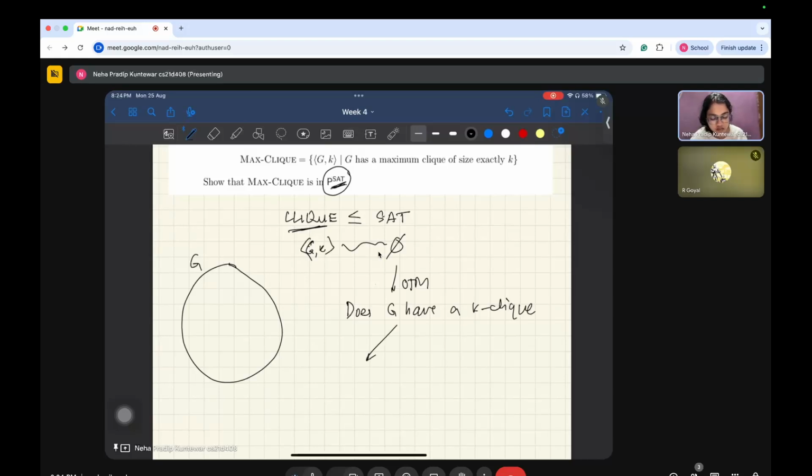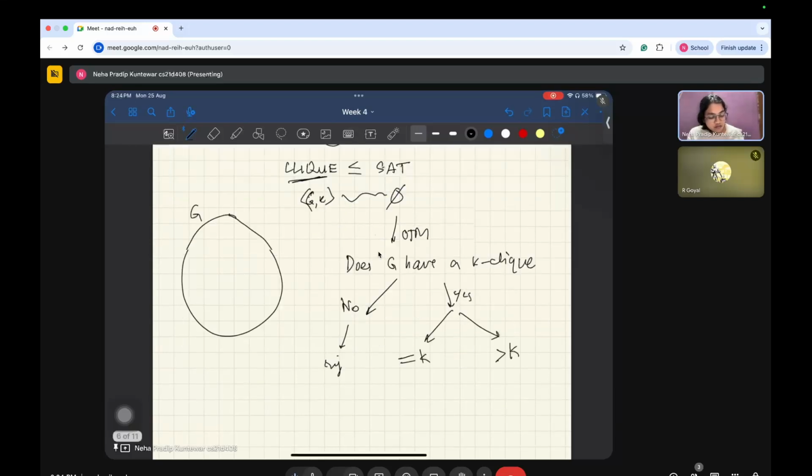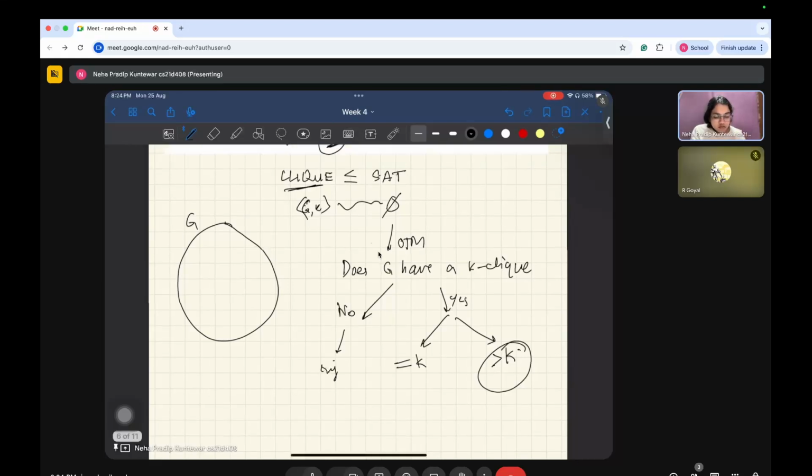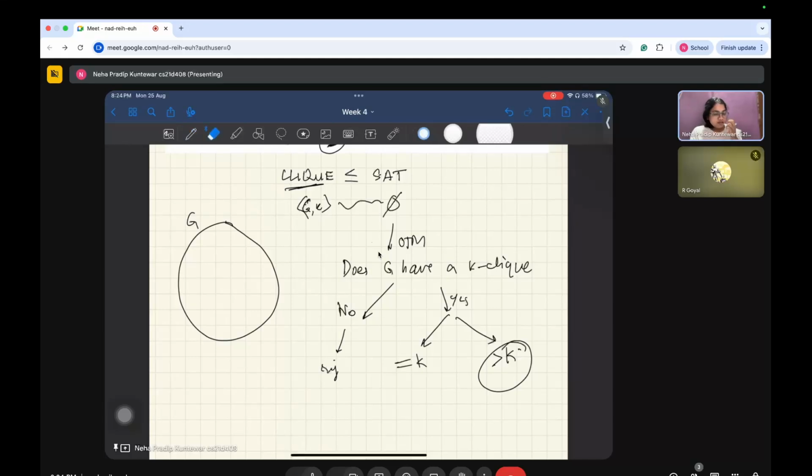If the answer is no, then we are anyway done, and we will reject. If the answer is yes, then it could be that there is an exactly k size click, or there is a greater than k size click. This is what we need to differentiate. So all you need to do is, again, now ask whether there is a... So how do we differentiate between these two cases?